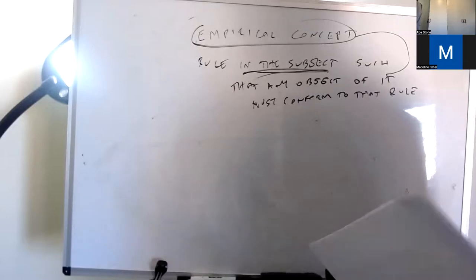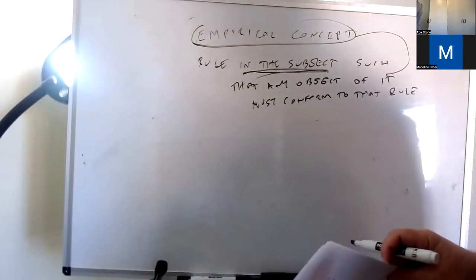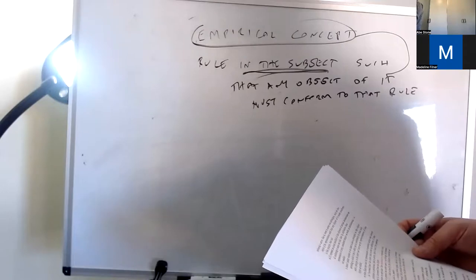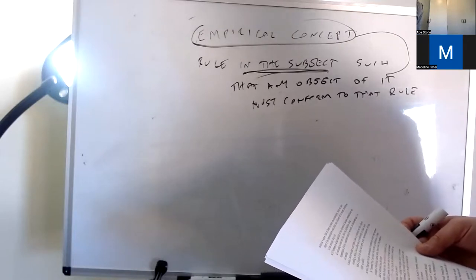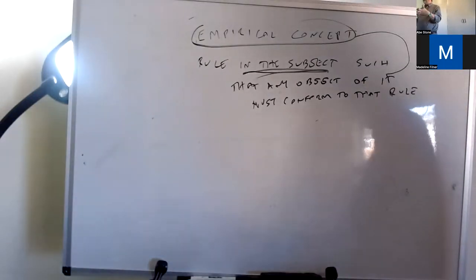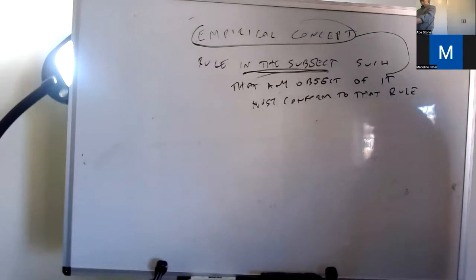Now, it doesn't matter that in the object there may be a rule according to which the manifold has to be that way. In fact, in the end, we're going to say there must be in the object a rule according to which it affects me in the right way to conform to some rule of mine. But I can't use the rule that's in the object to represent it. I have to use the rule that's in me to represent it.